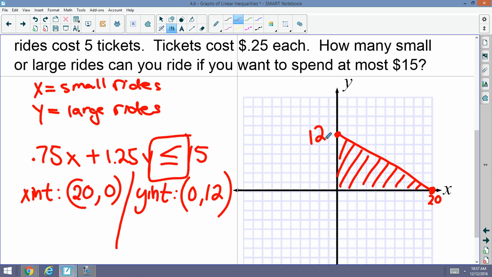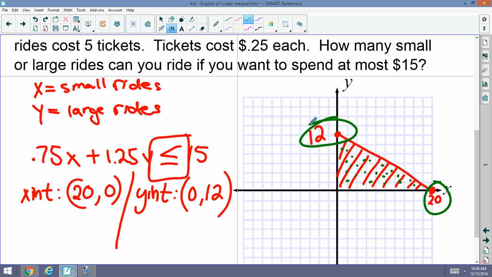Any point you pick inside of this region will be a possible combination of the number of tickets you can buy. If you want, you could right off the bat go on 20 small rides for that much money, or I go on 12 large rides immediately.